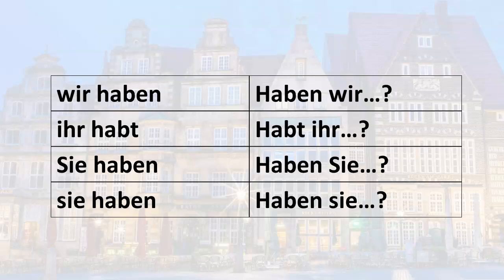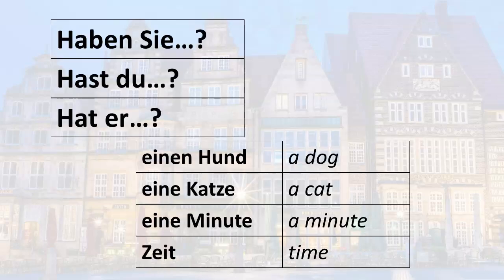Now that you know how to form the questions, let's look at some examples. Do you have a dog? Haben Sie einen Hund? Do you have a cat? Haben Sie eine Katze? Do you have a minute? Haben Sie eine Minute? Do you have time? Haben Sie Zeit? Do you have a dog with the informal you, the du?